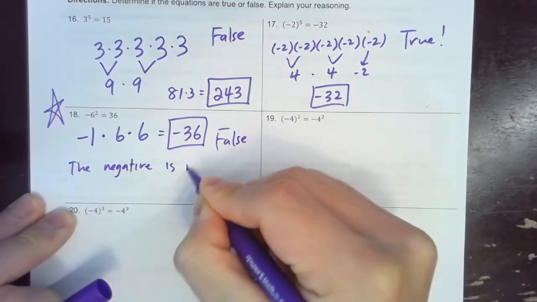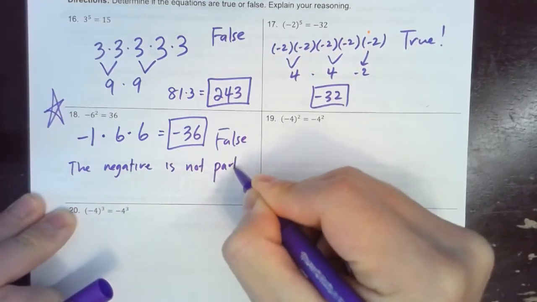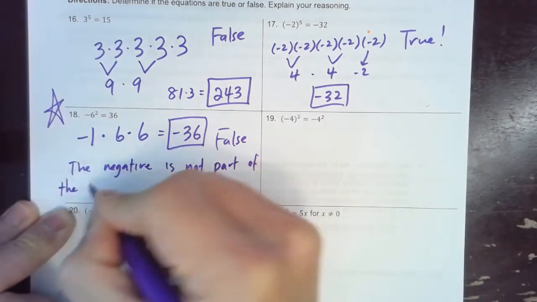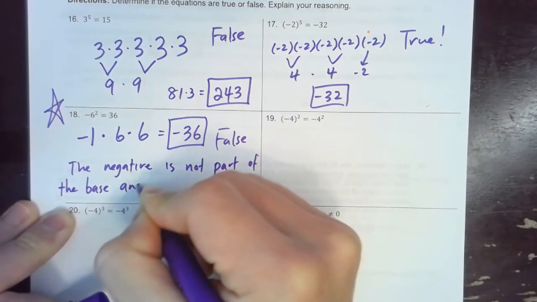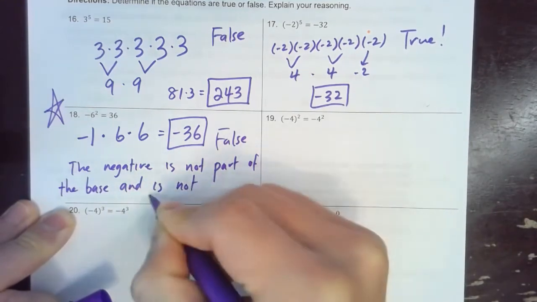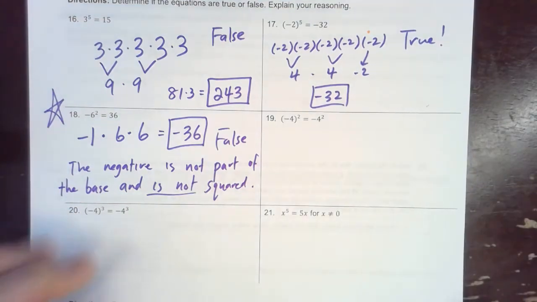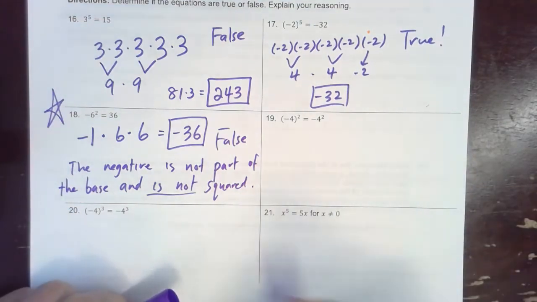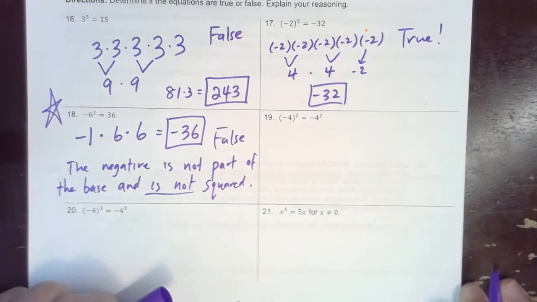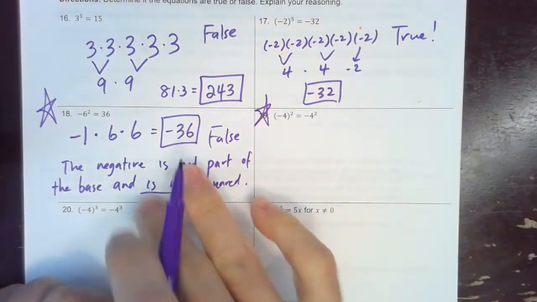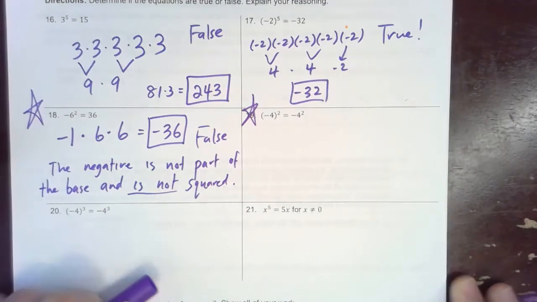is not part of the base and must not be squared, right? And is not squared. Okay. It's really, really important that we understand that. So then 19, that's a continuation, an extension of this topic.